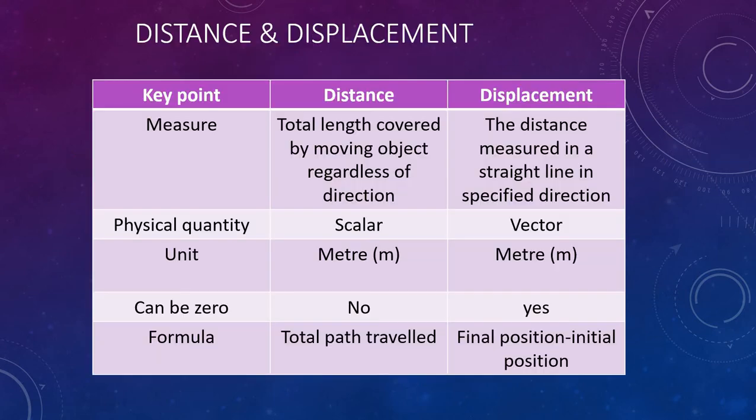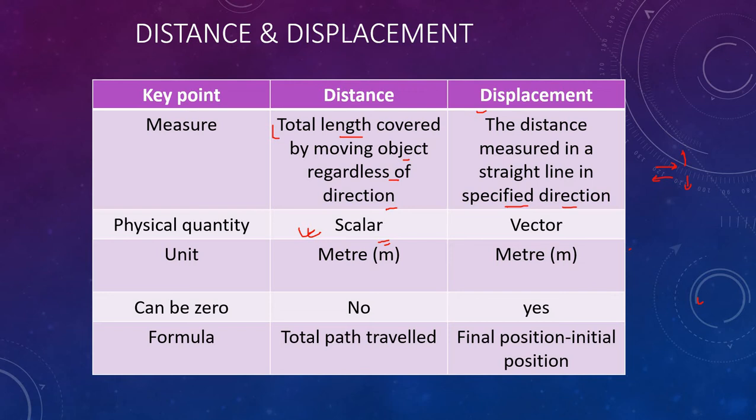For example, what is the difference between distance and displacement? These are the key points which I have just summarized here. As I told you, distance is a scalar quantity, so it doesn't depend on direction. So what is the definition? Total length covered by a moving object regardless of direction. Now what is displacement? Displacement has a specified direction. So wherever you are moving, the direction is defined. Whether you're going left, right, up or down, everything is a particular direction.